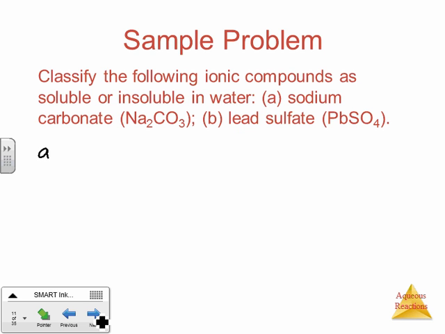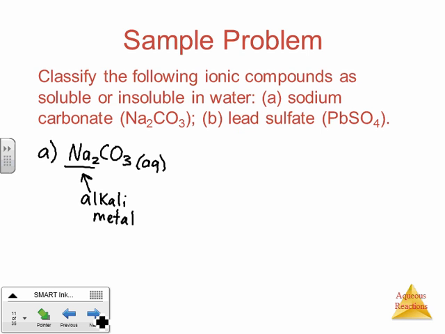First of all, we got sodium carbonate, Na2CO3. Now, I already know what this one is because I remember that sodium is an alkali metal. And the alkali metals never, ever, ever precipitate with anything. So if it's an alkali metal, you automatically know this is going to be aqueous. This is AQ. That means it is soluble in water.